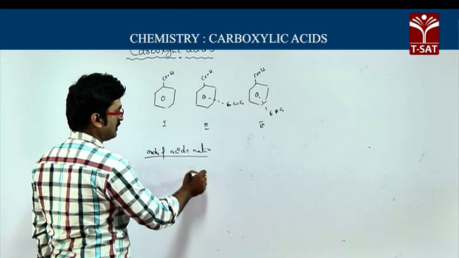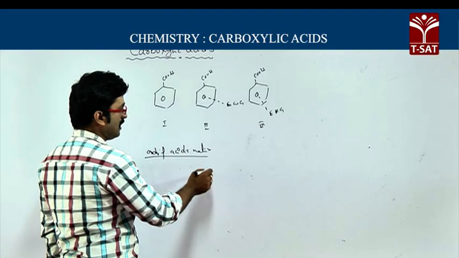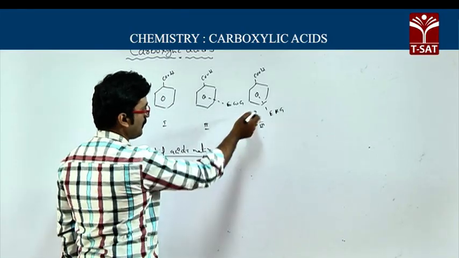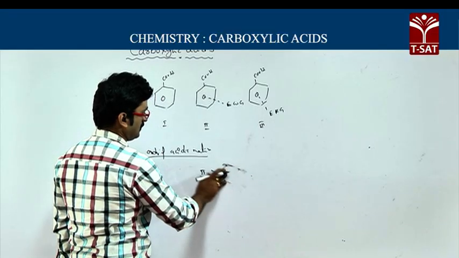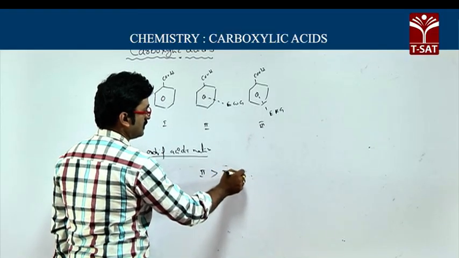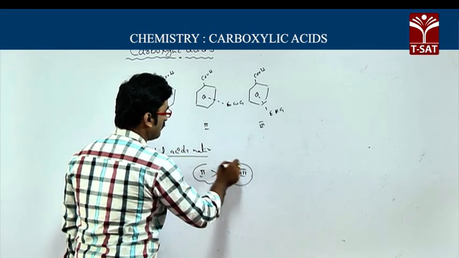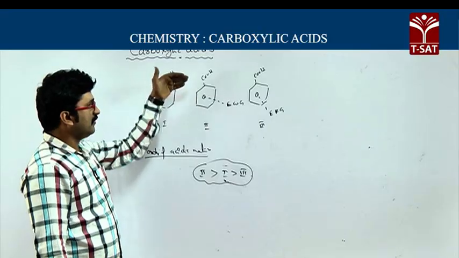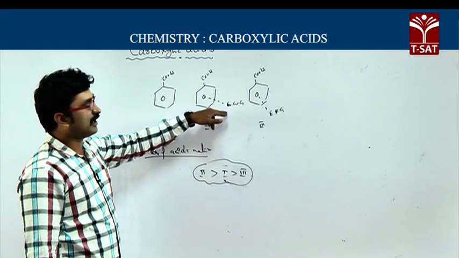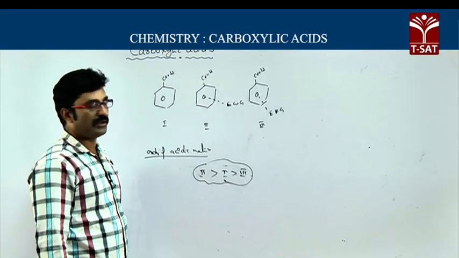This is second, electron withdrawing group, and the next one is benzoic acid. 1, and next one is 3. This is the order of acidic nature of benzoic acid having an electron withdrawing group and benzoic acid having an electron releasing group.